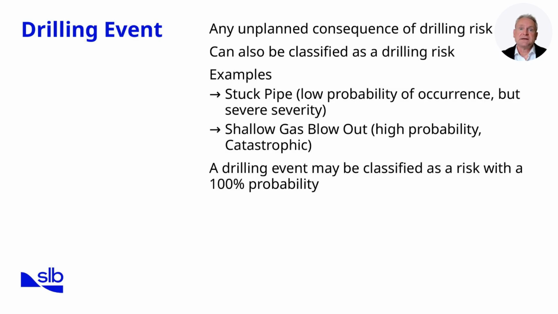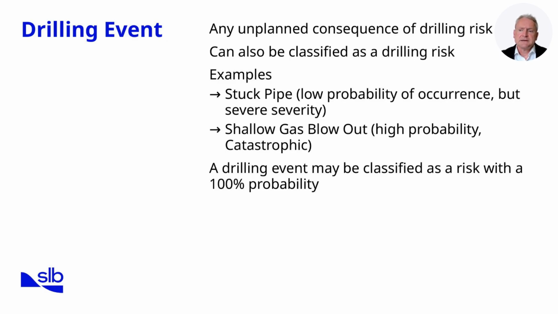Examples of drilling events include stuck pipe, which might have a relatively low probability of happening, but very severe consequences when it does. Another example is a shallow gas blowout. This could have a high probability in certain formations and carries catastrophic consequences for safety, the environment, and costs.